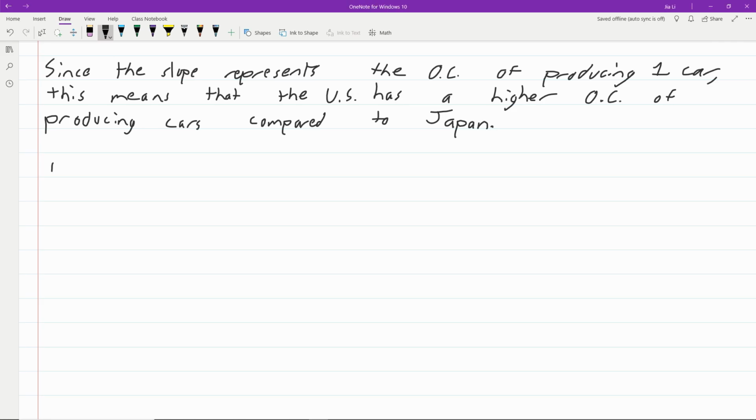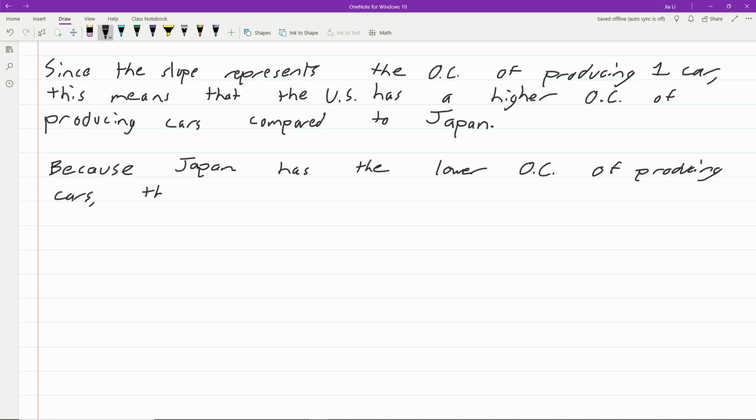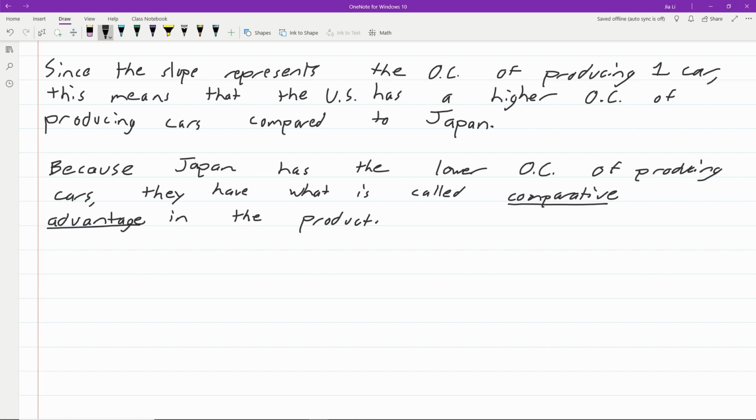So, actually, let's do it like this. Because Japan has the lower opportunity cost of producing cars, they have what is called comparative advantage in the production of cars compared to the United States, right?